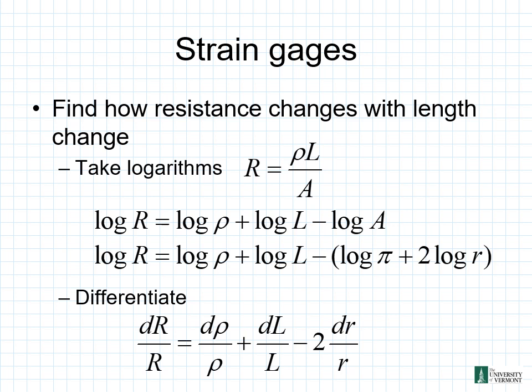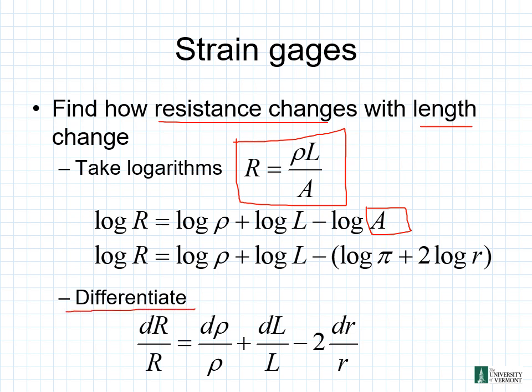If we wanted to find out how resistance changes with the length change, we can use the same equation we had in the previous slide with a couple manipulations to it. Take the log of R, this will be equal to the log of rho plus the log of L minus the log of A, where for our area here we can plug in our values. So the log of R is equal to the log of rho plus the log of L minus the log of pi plus 2 times the log of r. Then, if we were to differentiate, what we end up with is dR over R is equal to d rho over rho plus dL over L minus 2 dr over r, and this will give us the resistance change with the change in length.